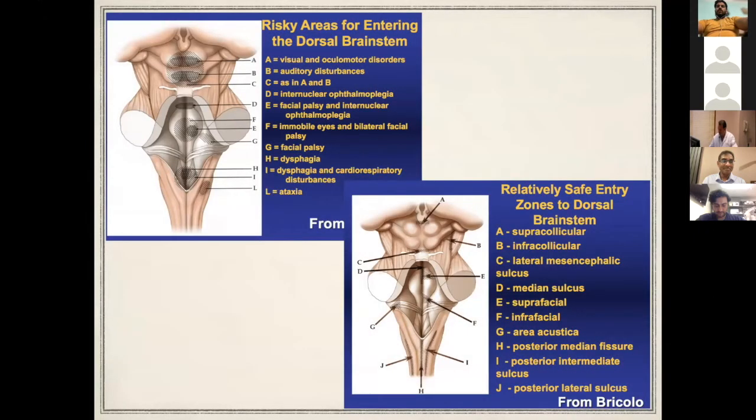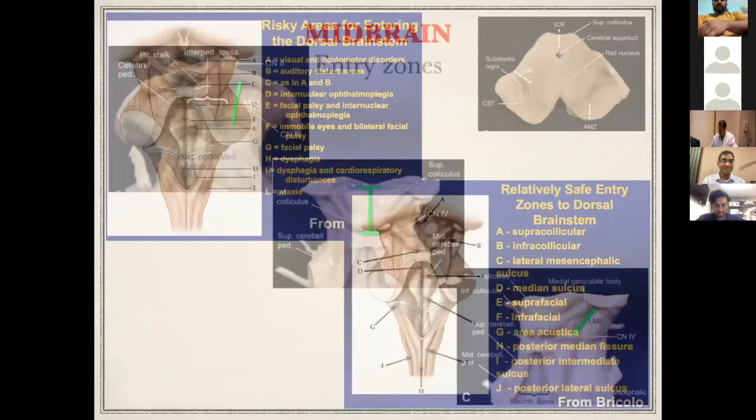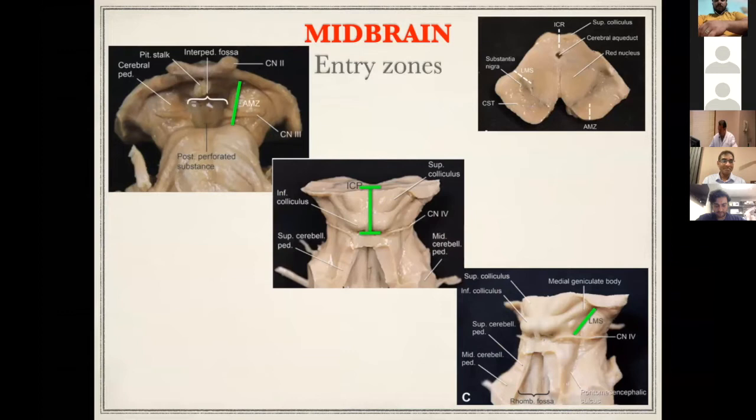Again, we have to go back to Albino Bricolo, who, of course, the younger generation probably doesn't know. He passed away several years ago now. But Albino was the first one to start introducing the concept of safe entry zones and no-fly zones. And these diagrams are really based on his original work. The risky areas on the left, the relatively safe entry zones on the right. This is from Spetzler's papers.